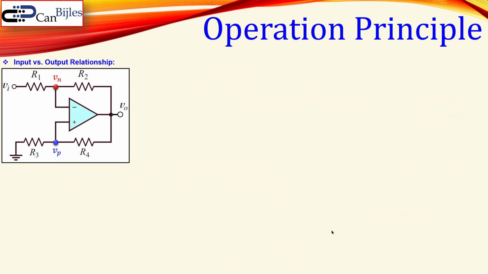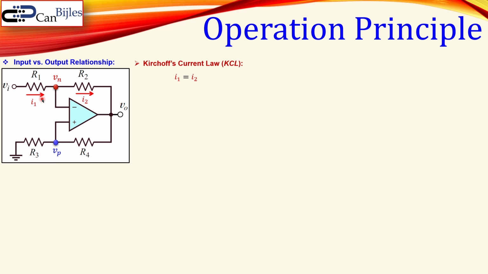Now if you use this and look at the input versus output relationship, and again getting back to the input here, we can designate here the current I1 and I2 and then develop the equation that relates the output to the input voltage. So we can use the Kirchhoff's current law here, again assuming the operational amplifier is ideal, so there is no current flow in this branch, in the non-inverting and inverting nodes.